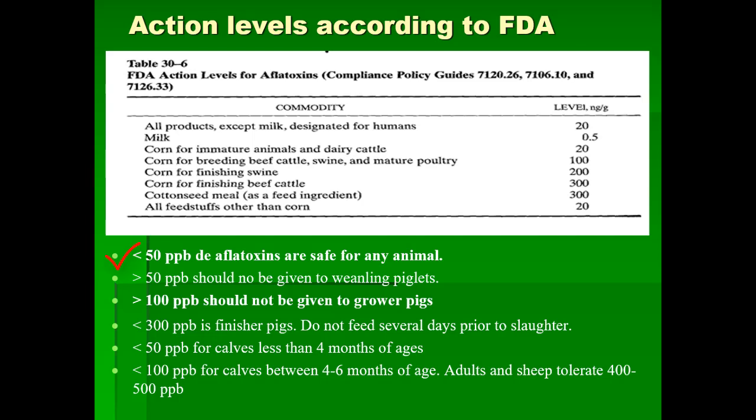Less than 50 parts per billion are safe for any animal. If it is higher than 50 parts per billion, it should not be fed to weanling piglets. If higher than 100 parts per billion, it should not be given to grower pigs, and less than 300 parts per billion are acceptable for finisher pigs. For calves less than 4 months of age, the diet should have no more than 50 parts per billion. But if it is an adult cow or bull, they can tolerate up to 500 parts per billion.